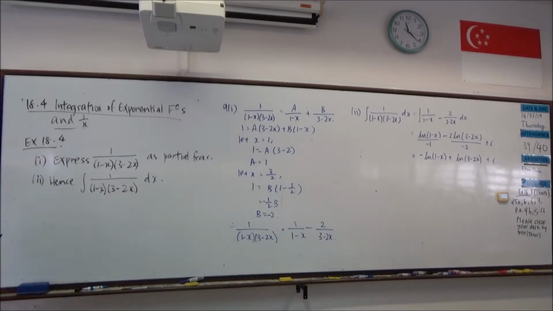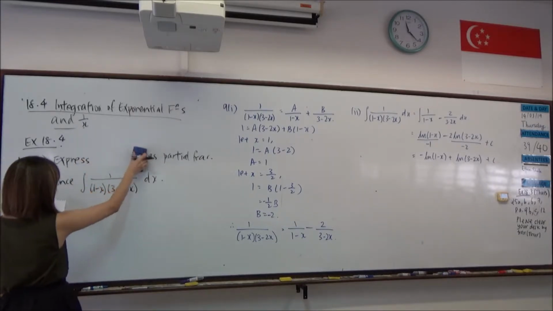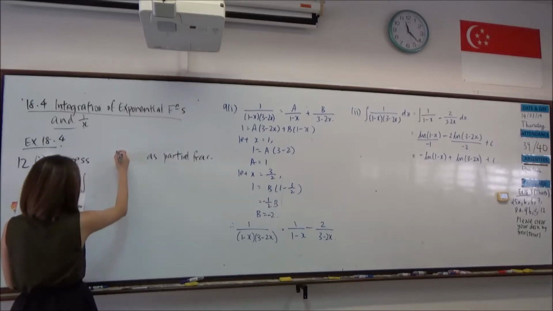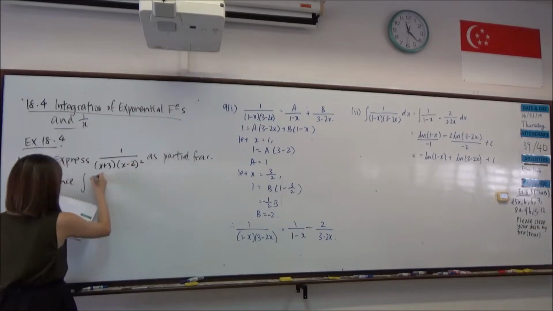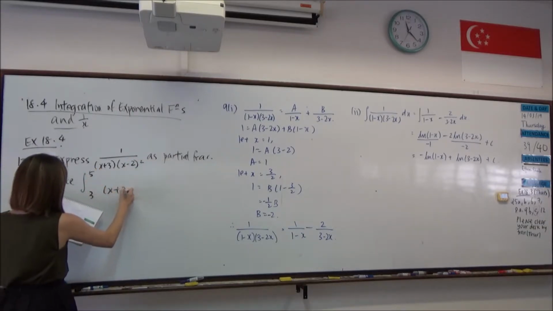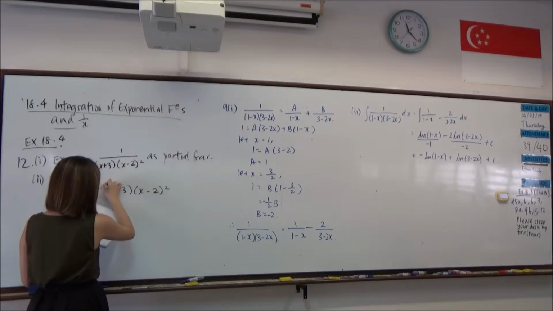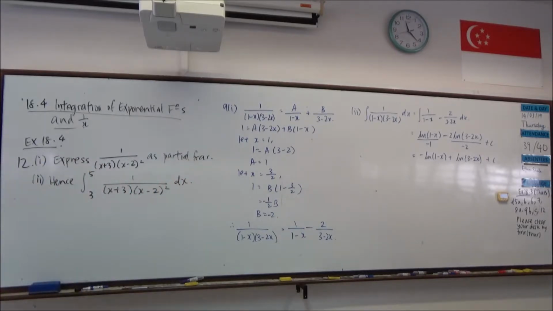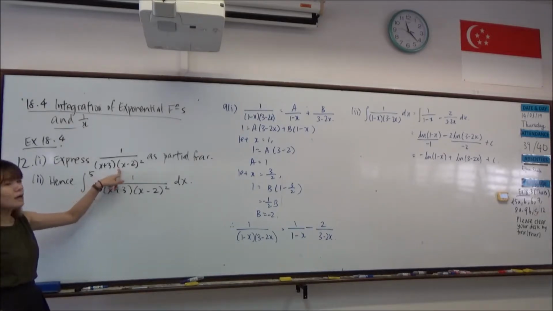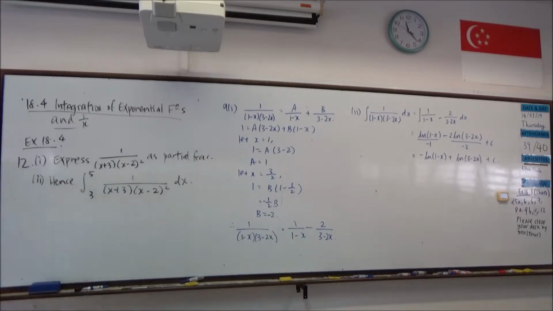Looking at question 9? No? Okay, then I want you to do question 12. I want you to express this as partial fractions, so it's up to you to recall what the form will be if we have a repeated factor, and then after that integrate it.